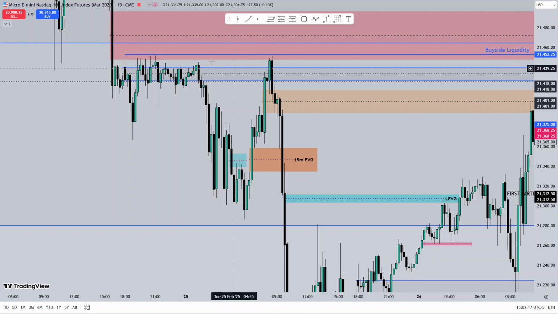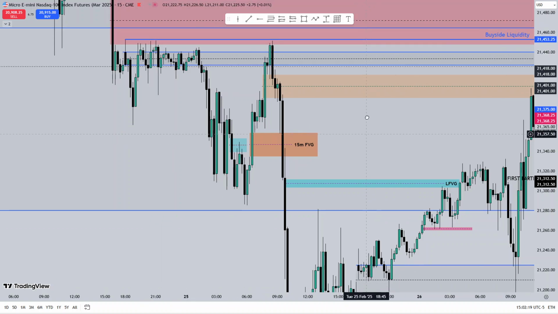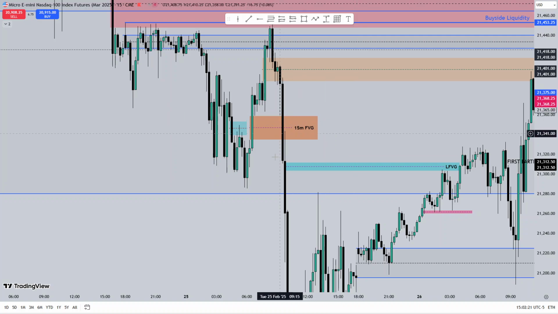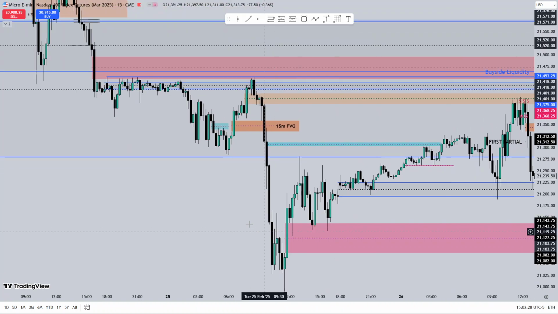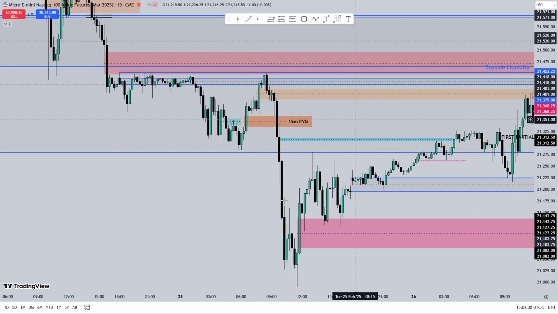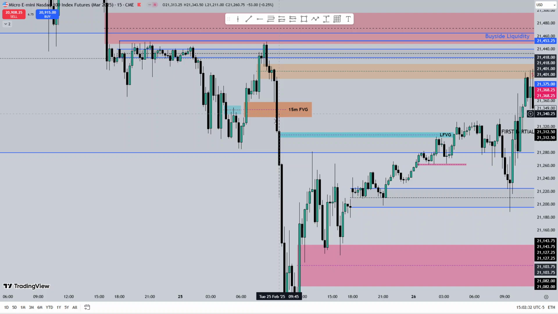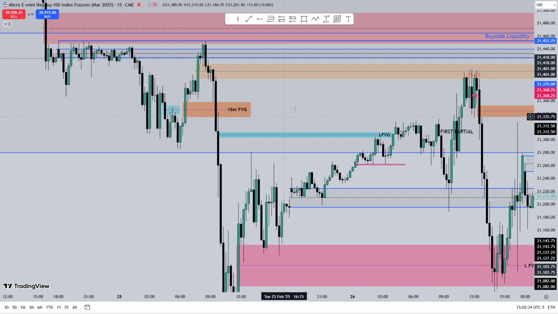Because I can see market didn't take all those buy side liquidities. But when the 15-minute candle closed below this 15-minute last fair value gap, I was confirmed that this market will go for some kind of sell side liquidities. Over here, I'll be talking about this on the 1-minute chart.